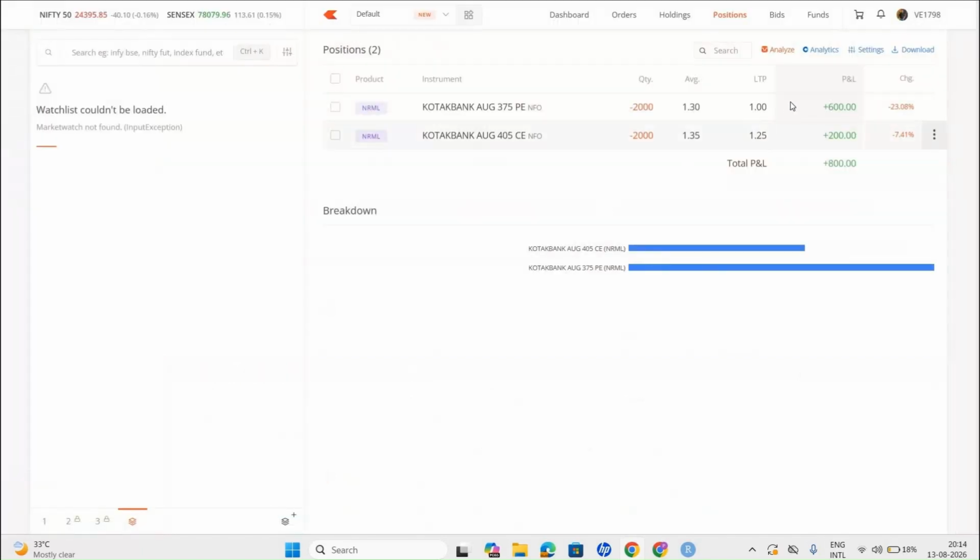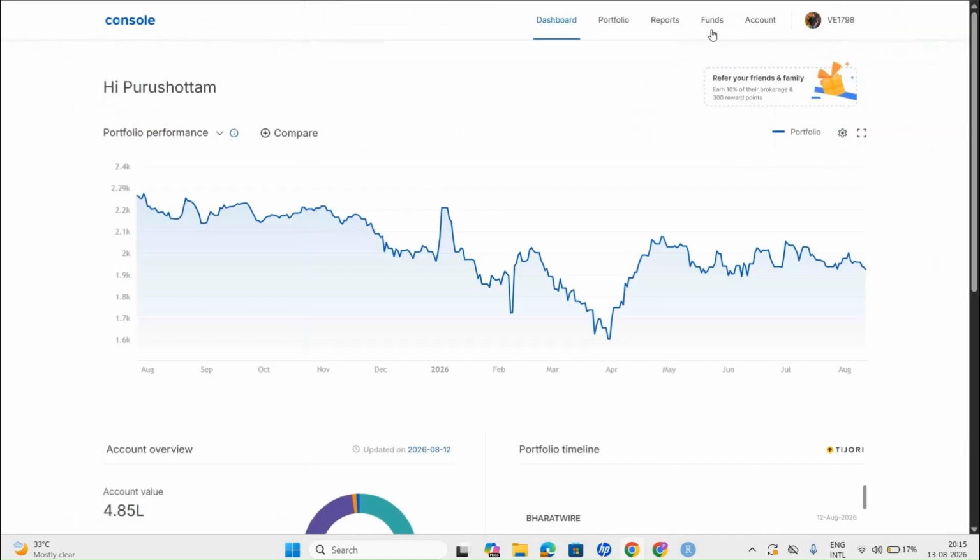So here you can see I have taken this trade. I think yesterday I took this trade, the Kotak Bank, one quantity. The average price was like 1.3 and 1.35, and the current profit is about 800 rupees. So let's now go to the console and see what profit I have gained till now.